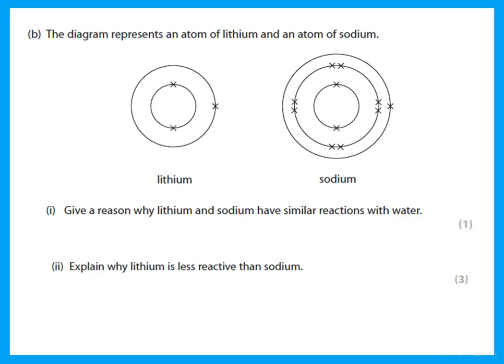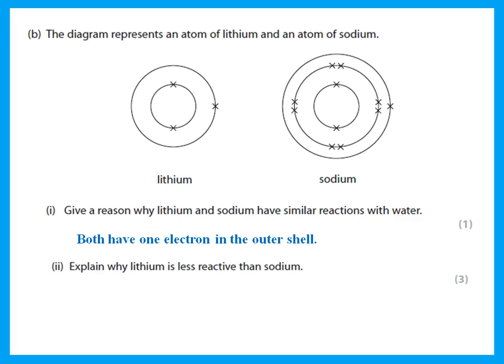The diagram represents an atom of lithium and an atom of sodium. Give a reason why lithium and sodium have similar reactions with water. If he's asking why any two atoms have the same reactions or they have same chemical properties, it is because they have the same number of electrons in outer shell. So we said any two atoms in the same group have the same number of electrons in outer shell, so they will have the same chemical properties. So lithium and sodium, for example, are in group 1, then they both have 1 electron in the outer shell.